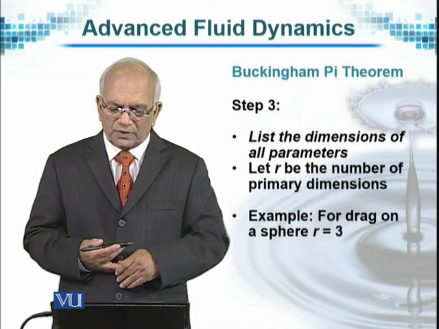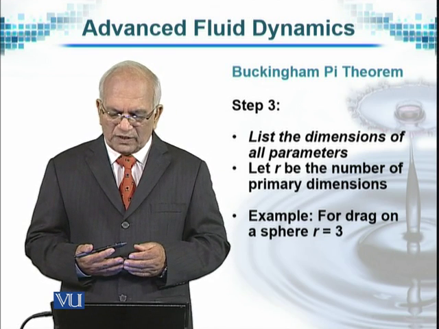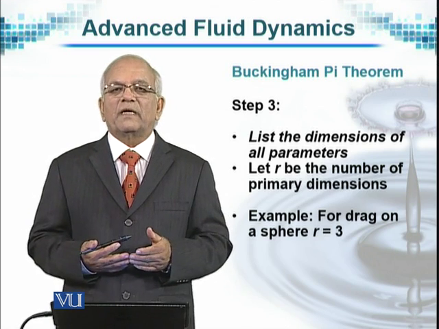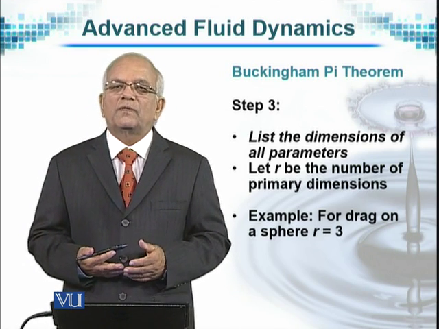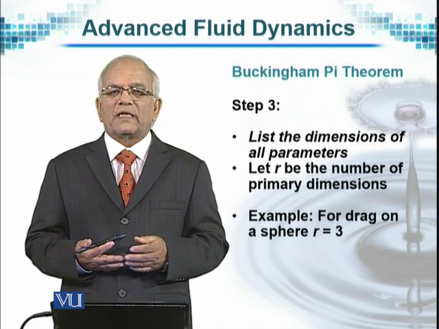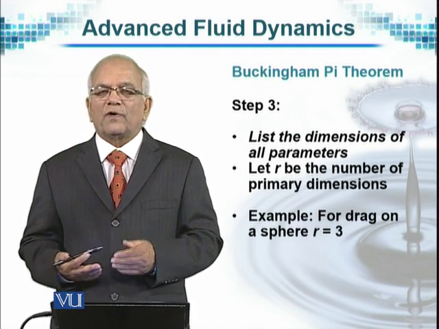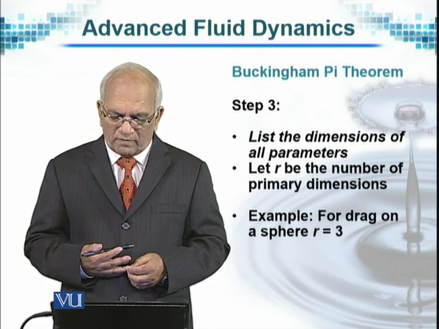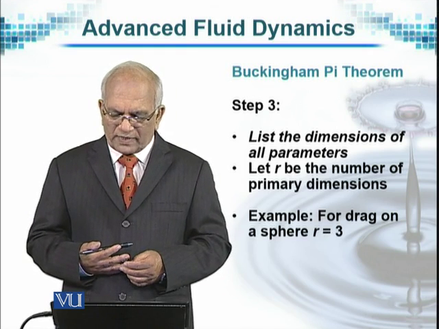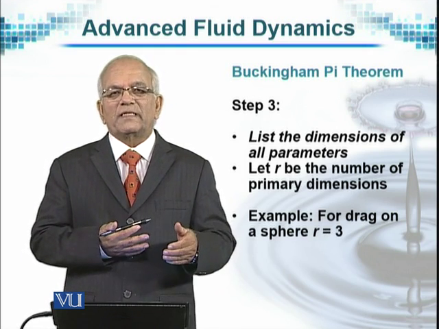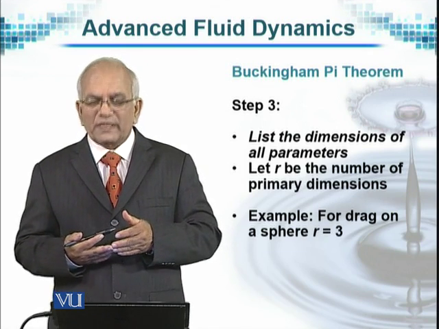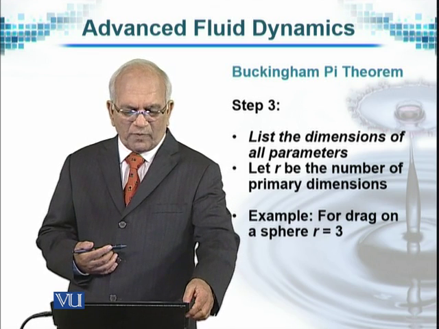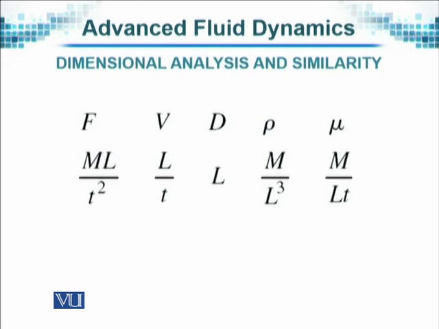And step 3 is that we list the dimensions of all parameters and let R be the number of primary dimensions. I mentioned that we can compute the dimensions of all parameters in terms of the basic dimensions, denoted here by, for example, R. So for drag there were 5 parameters, but we need only 3 with the help of which we can calculate everything else.